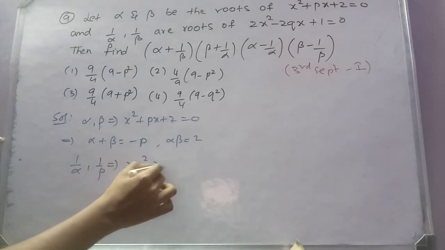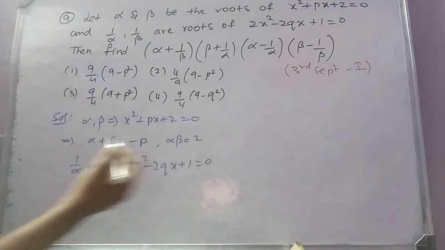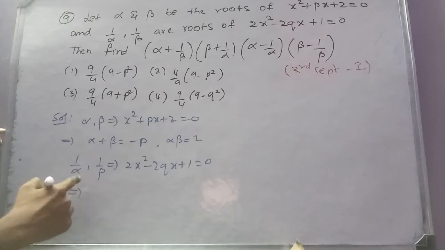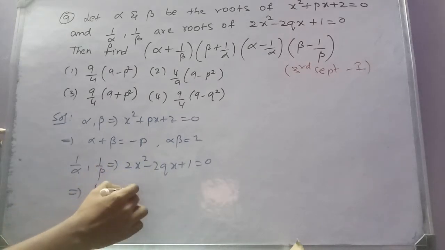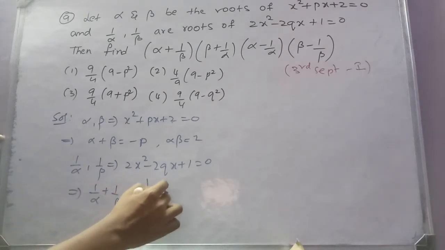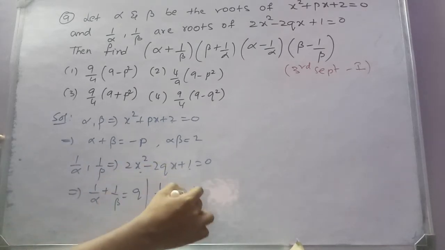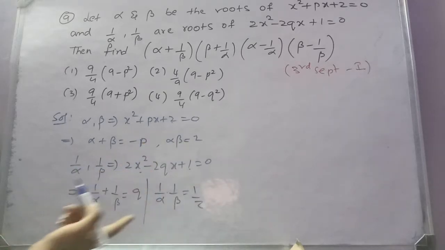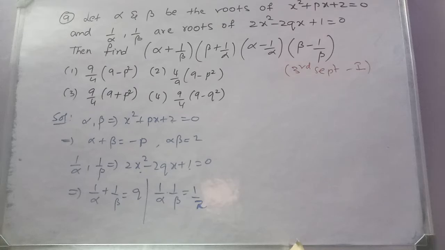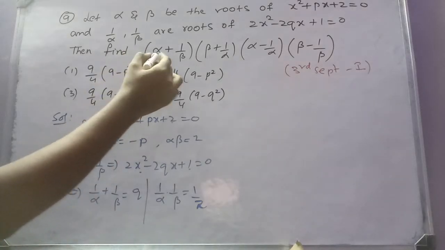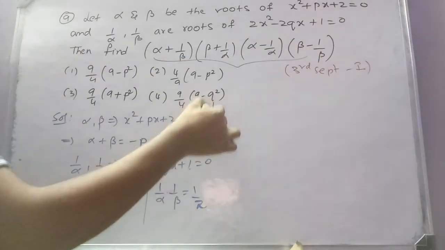So 2x square minus 2qx plus 1 equal to 0. Which means that again the sum of the roots, 1 by alpha plus 1 by beta, is equal to minus b by a. You will get q. And then the product of the roots, 1 by alpha into 1 by beta, is equal to c by a. So observe that this and this both are the same itself. So fine. Now let us find out the value of this.